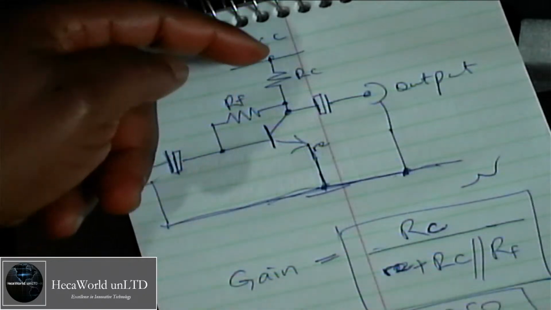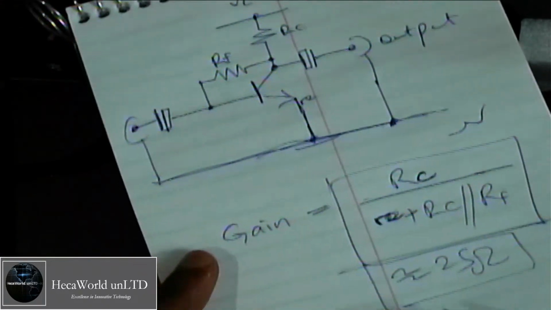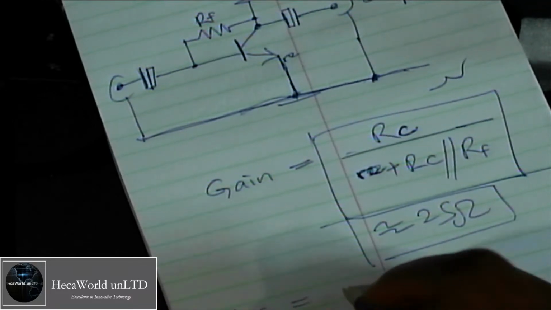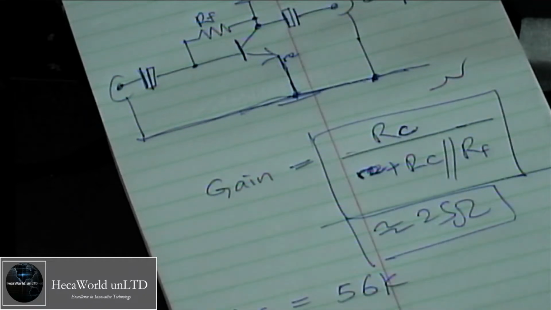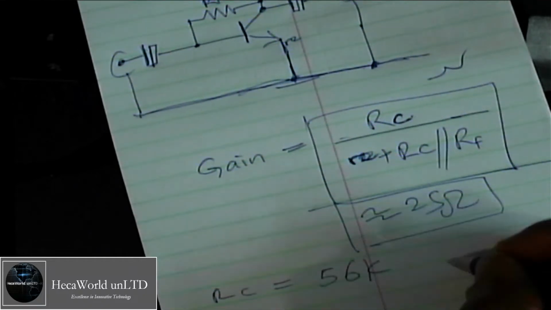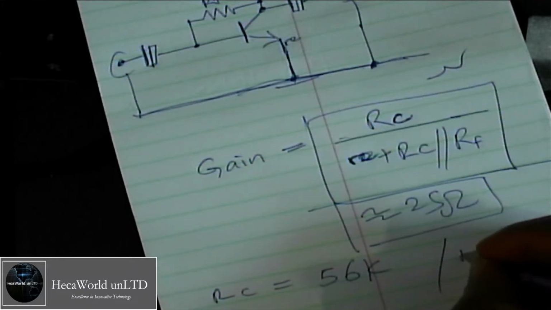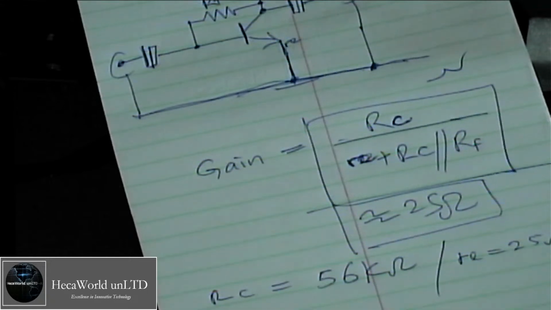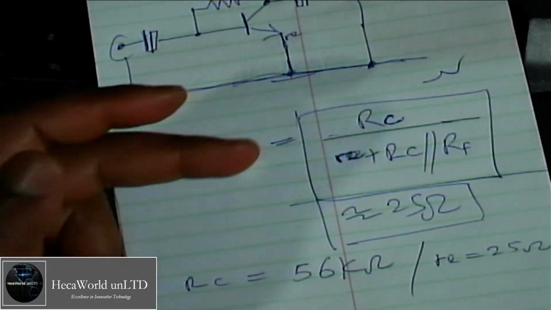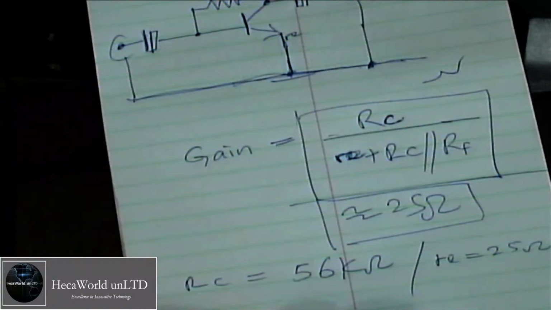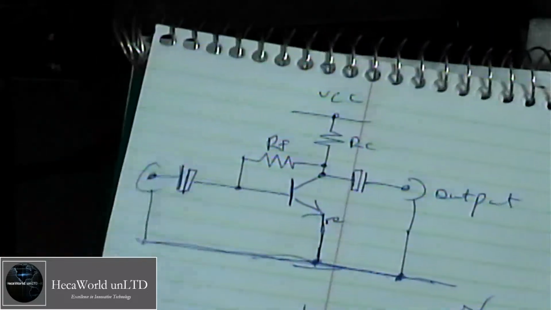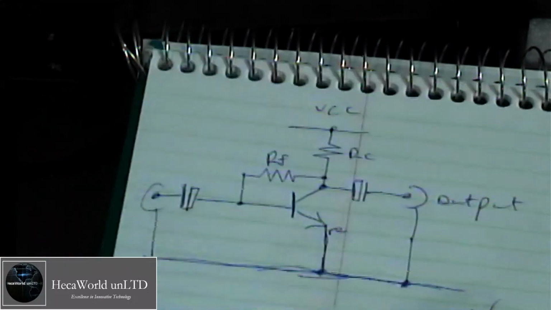And if you're using big values of RC and RF, then you can ignore RE, right? So let's say your RC is 56 kilo ohms, and then you can ignore the RE that is just 25 ohms. So if you have big values for RC or RF, then you can ignore RE just for an approximation, right? You're not giving the 100% accurate value, but it will be in the ballpark for you.